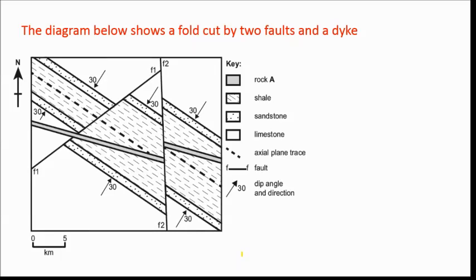The diagram below shows a fold cut by two faults and a dike. Give yourself a couple of seconds to look through this map and familiarise yourself with it.